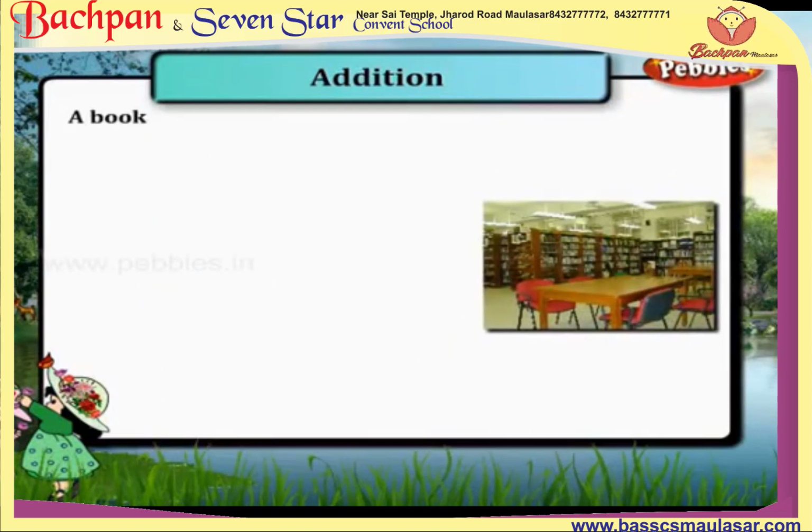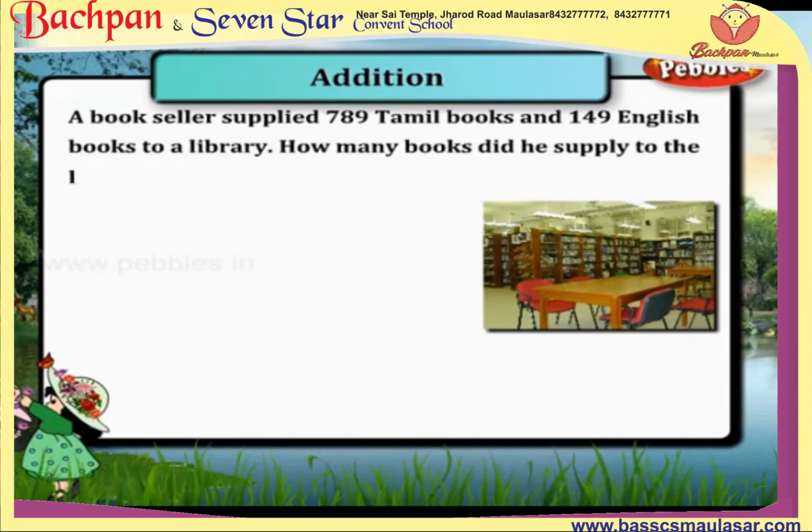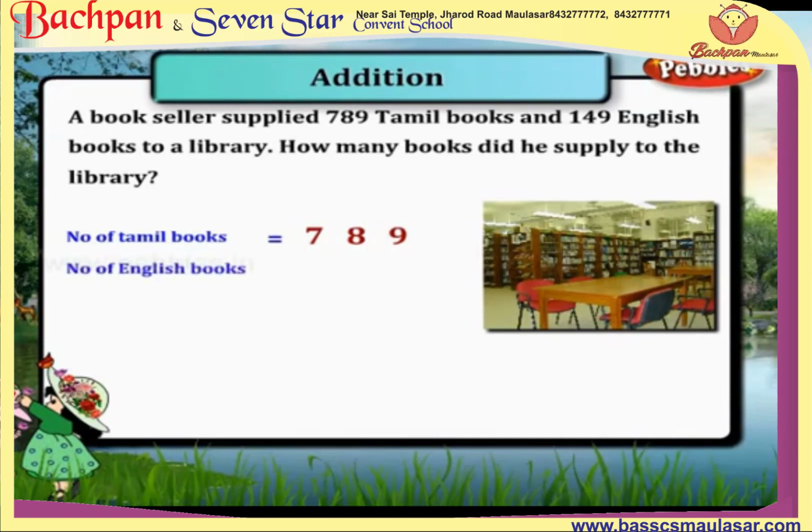A bookseller supplied 789 Tamil books and 149 English books to a library. How many books did he supply to the library? Number of Tamil books is equal to 789. Number of English books is equal to 149.